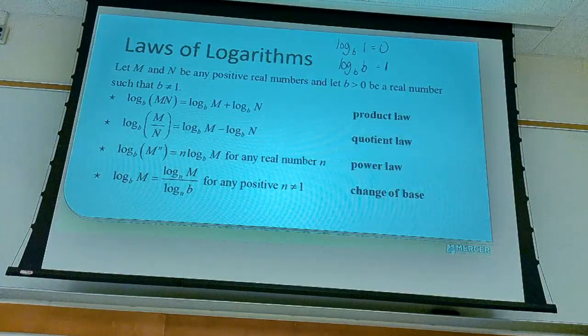But those are also two useful properties, right? The corollary of log base b of b being 1. So you can use that and the power law to do what I wrote before. Log base b of b to the n is just n. Right? Log and exponential functions undo each other because they're inverses.